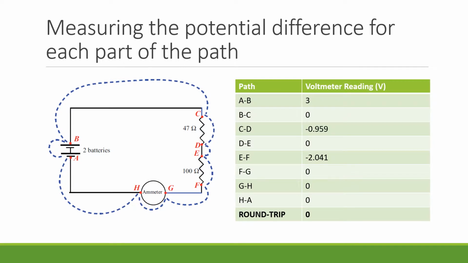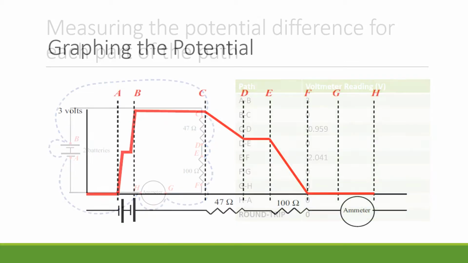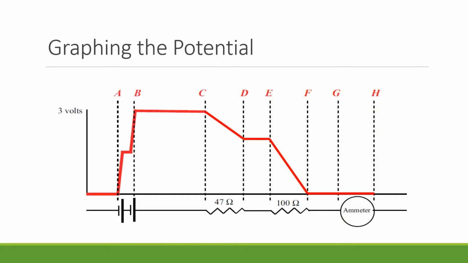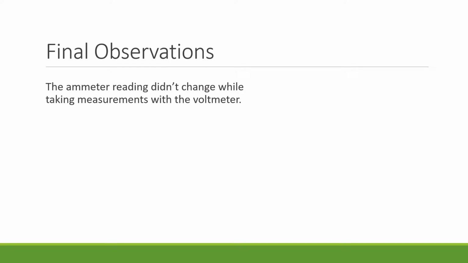Next, the voltmeter was taken out of series and replaced with a wire to close the circuit. The potential difference for each segment of the circuit was measured using the voltmeter and recorded in the table shown. The sum of all the readings was 0, which is expected because this means the circuit obeys the loop rule and energy is conserved. The potential difference data was used to plot the potential relative to the negative end of the battery versus position around the circuit.